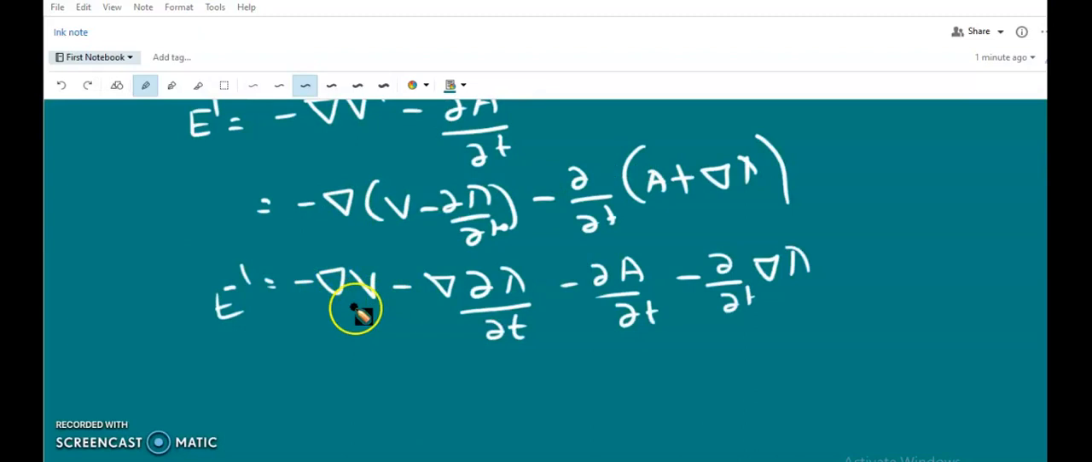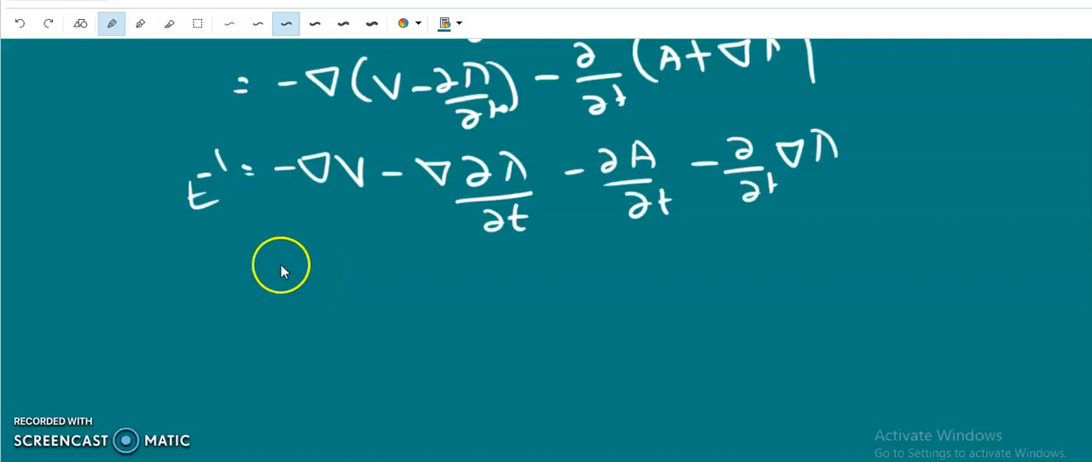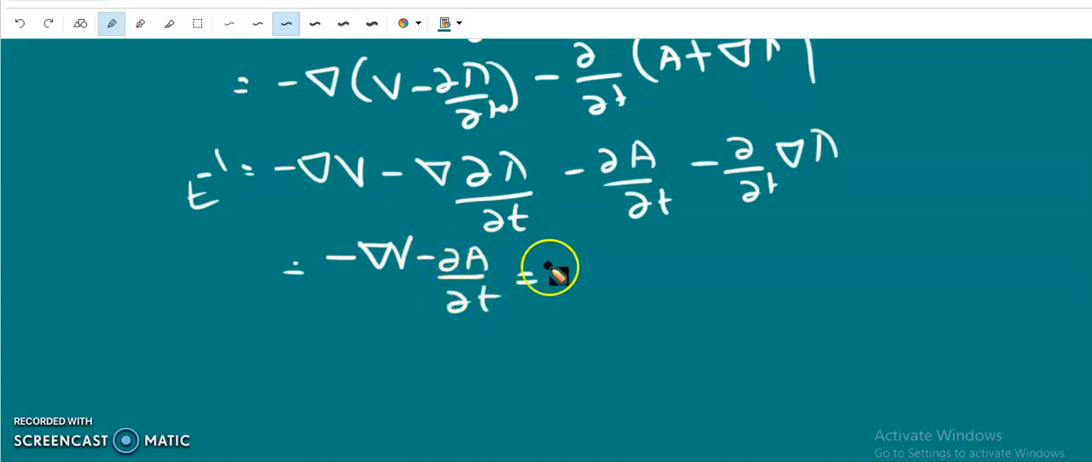The order of the differentiation we can change, because this is with respect to position variables and this is with respect to time. So this is plus, this is minus. So this cancels. This is plus. So we have minus del V minus dou A by dou T, which is E itself.